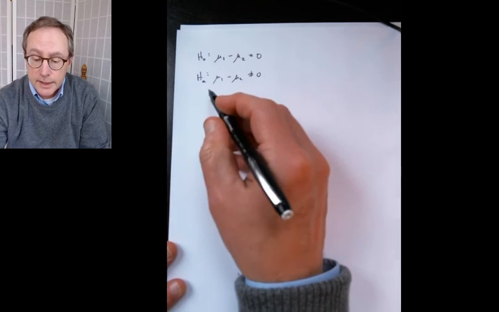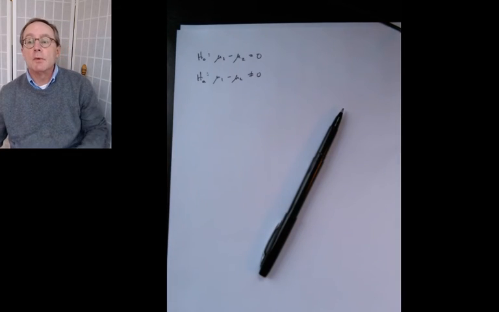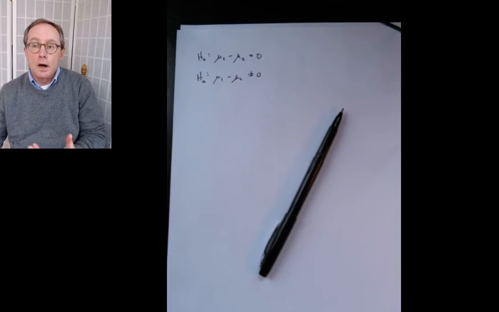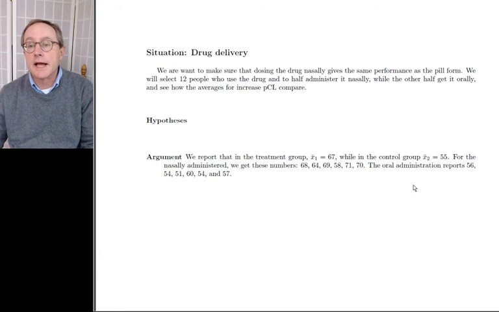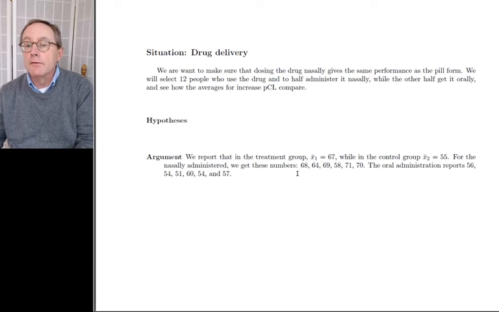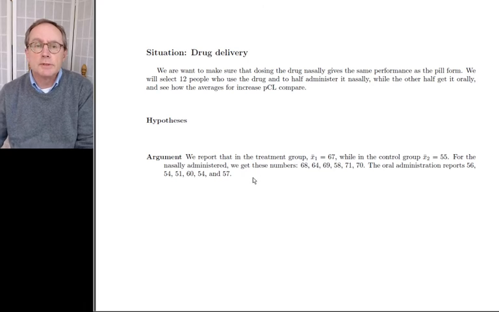And then to run the test, of course, we always want to do the same thing. We always want to find out what's the chance of a sample of the kind that we got, and we're always going to ask StatKey. So we report that for the nasally administered, we get these numbers, and for the orally administered, we get these numbers. I've got to enter those in StatKey and see what StatKey says.